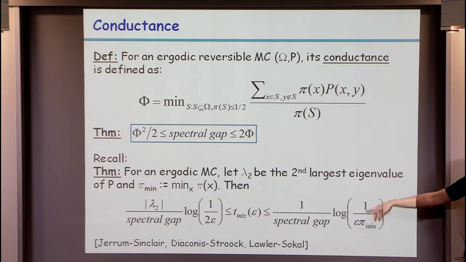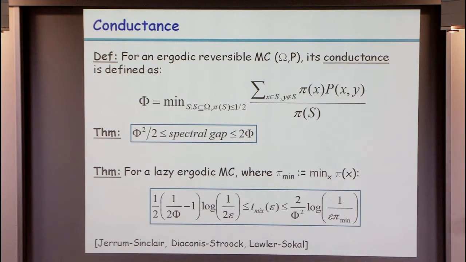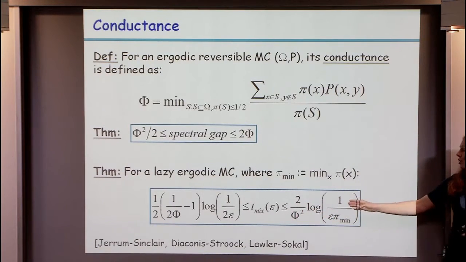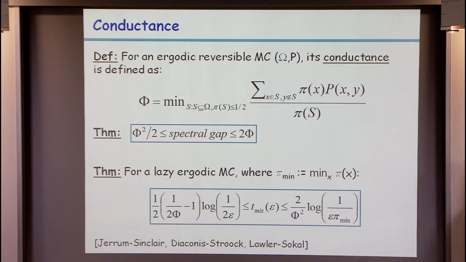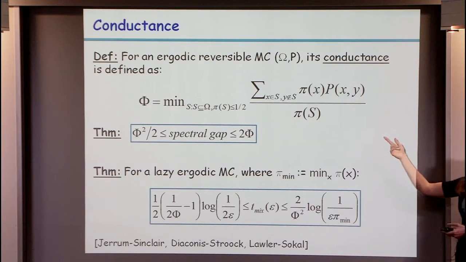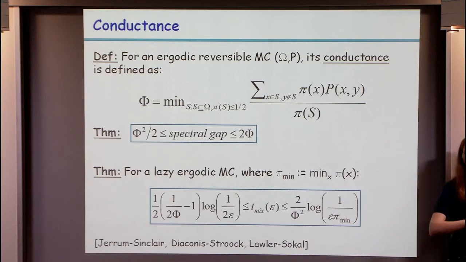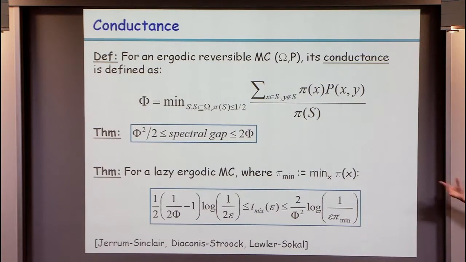I'm going to simplify it a little bit, putting the conductance in. And assuming laziness, the theorem can now be simplified to getting an upper bound and a lower bound on the mixing time in terms of the conductance. Okay? So the goal is, if we bound the conductance from above, we are providing a lower bound on the mixing time. If we bound it from below, we are providing an upper bound on the mixing time.